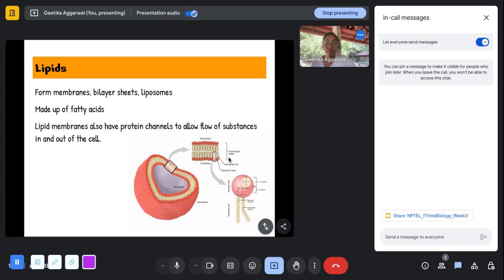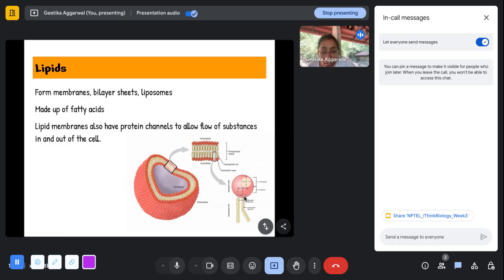So this is how the bilayer is formed, because these hydrophobic tails face each other, and the polar heads face away from each other. And this, you can see, is how a lipid bilayer forms the covering of a cell, or forms the cell membrane.